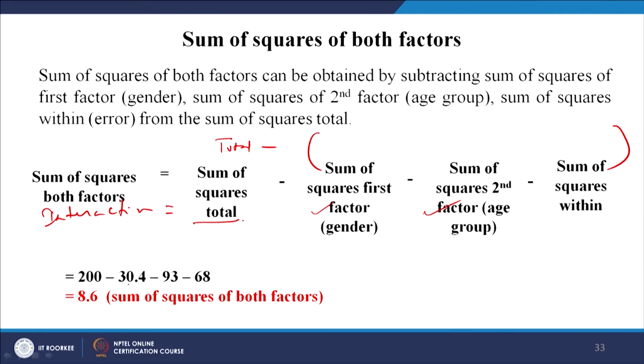So, 30.4 minus 93 minus 68, because 40 plus 28 was 68. So, this is giving us the sum of squares of both the factors, the interaction x1 x2, right. This x1 x2 is equal to how much? 8.6.